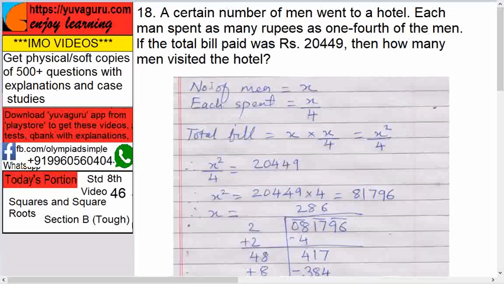Okay. So let the number of men be x. So each spent how much? x upon 4. Okay. So total bill is what? x into x upon 4, right? Equals x square upon 4. Now this bill x square upon 4 is equal to 20,449. So take this 4 on this side. So x square equals 20,449 into 4. So that is 81,796.